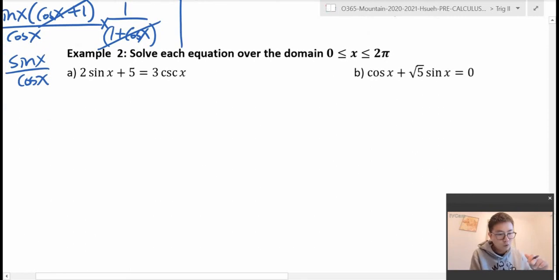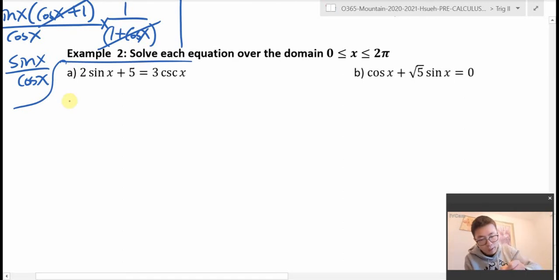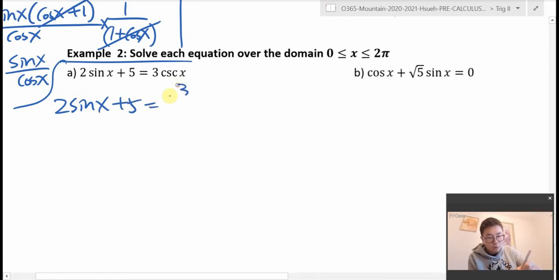Okay, example number 2, we are solving equations. This is something we've done before. I wouldn't say less challenging, it's just we are more familiar with these. So let's see. We got 2 sine x plus 5 is equal to 3 times cosecant x. Again, I would change everything to sine and cosine. Cosecant is 3 over sine x. Okay, and now I'm going to multiply everything by sine x.